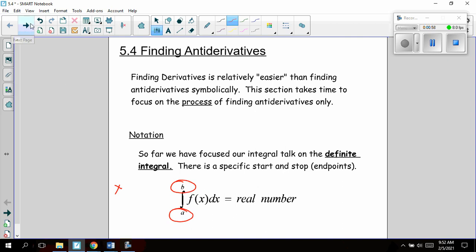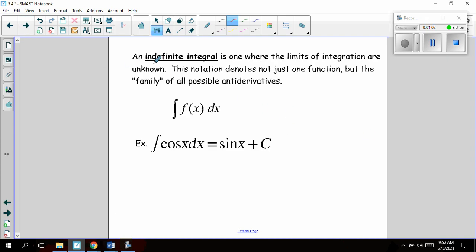So what we're going to look at for the next couple days is something called an indefinite integral. That is one where the limits of integration are unknown. This notation denotes not just one function, but we are going to get what's called families of functions. And so here is that indefinite integral.